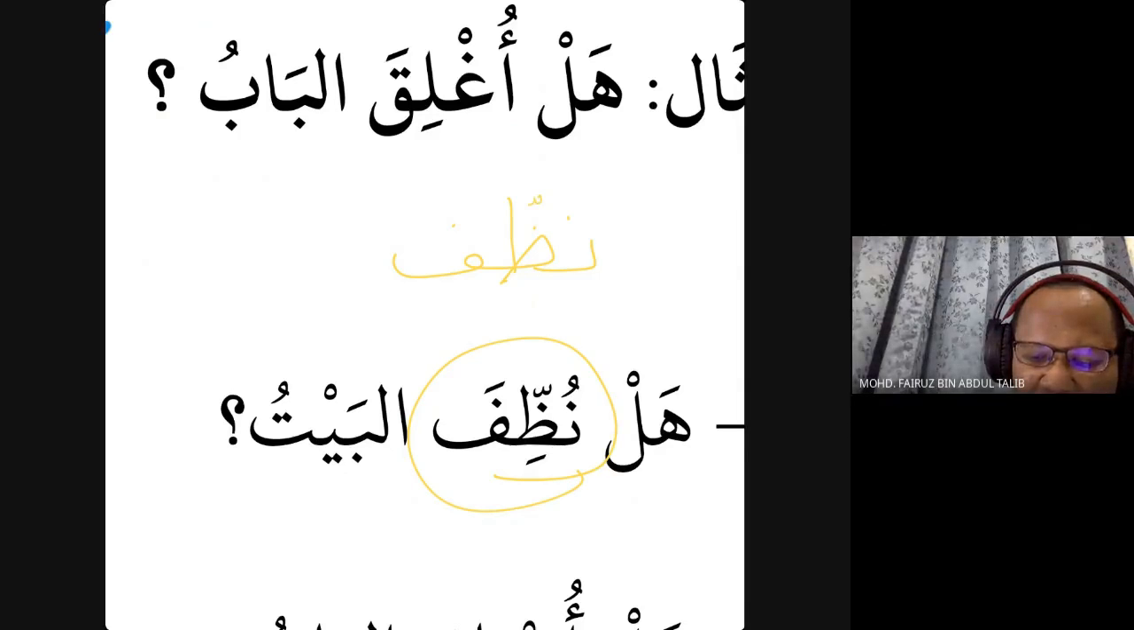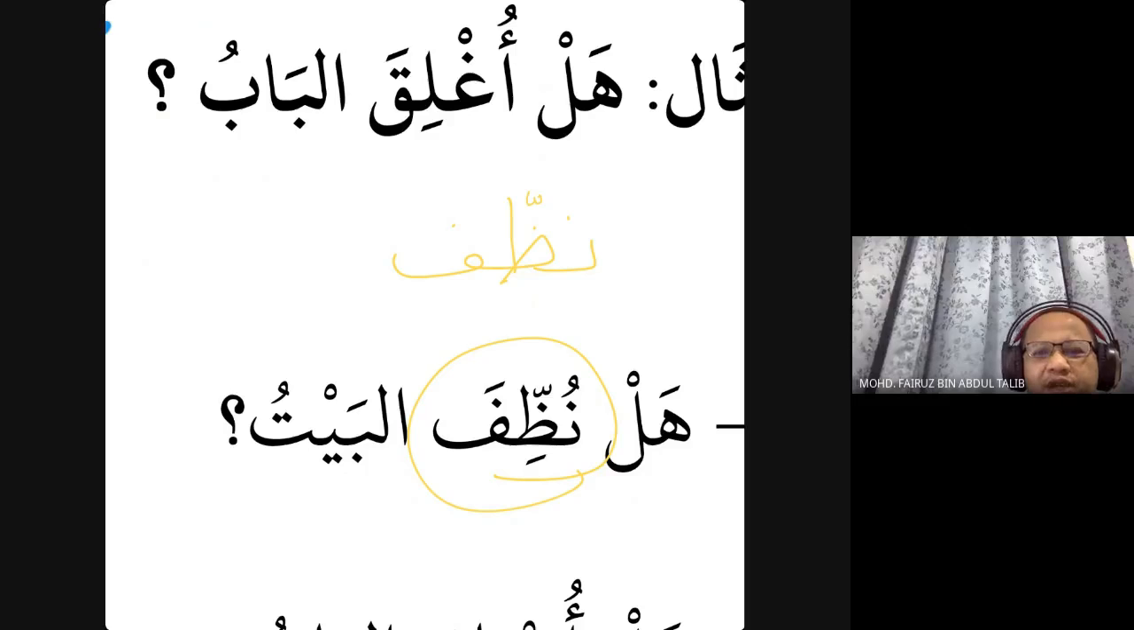First, of course, shadda, you need to put the shadda. Because without the shadda, people might think this is nazafa. But when you put the shadda, people know, oh, this could be nazafa or nuzifa. That is number one. Shadda is very important.